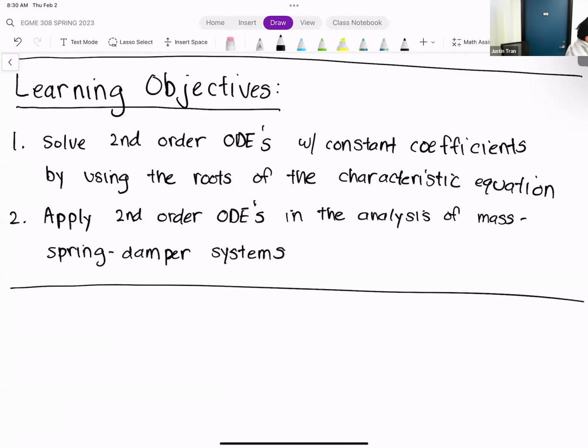So it's our last lecture of this week. The plan for today is we're going to continue on with our lecture on second order ODEs. And so I'm hoping we can finish all the homogeneous stuff today. And then starting next week, we'll start talking about non-homogeneous.